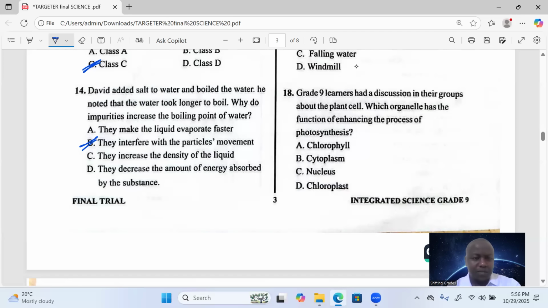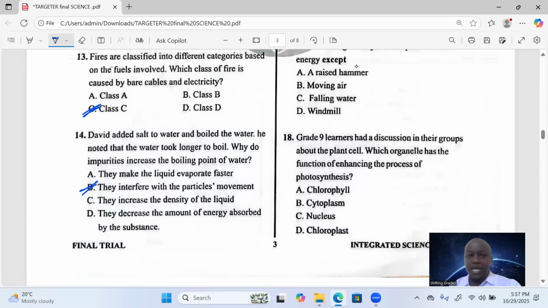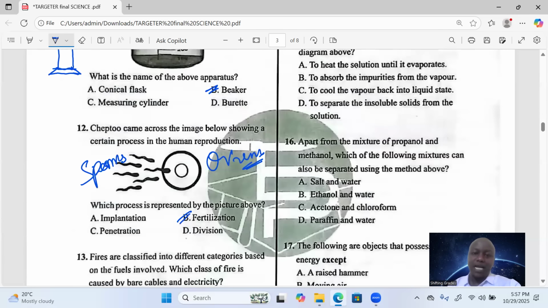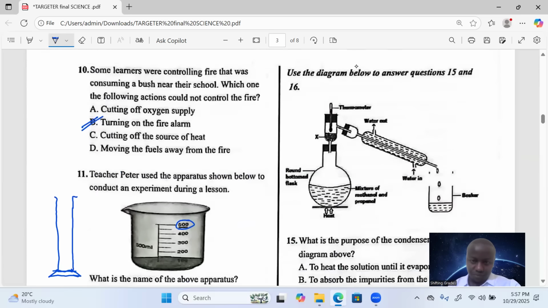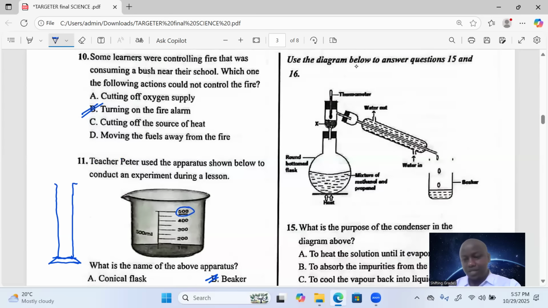Look at option C. They increase the density of the liquid, not really. Then they decrease the amount of energy absorbed by the substance. Actually, if it was the other way around, the point could carry some weight. If they said in part D that it increases the amount of energy absorbed, because the particles added there are also absorbing some energy, such that some of the energy being supplied is absorbed by the impurities added, hence making the liquid absorb more heat before boiling.